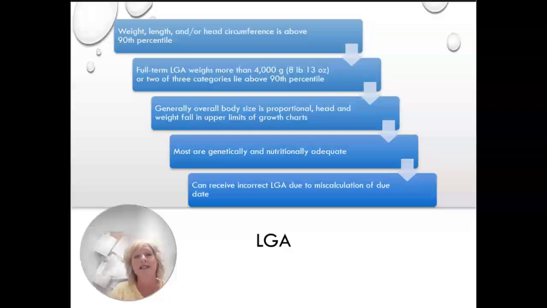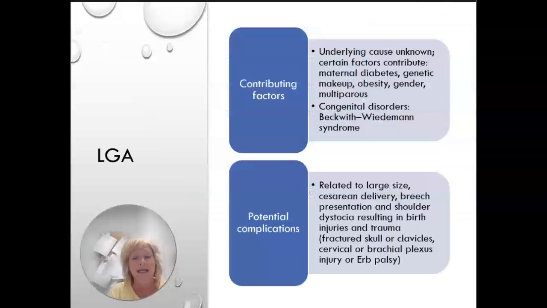Most are genetically or nutritionally adequate. So most of the time, genetics are going to be okay. Nutrition's going to be okay. So we don't have that to worry about like we do with the small for gestational age. Sometimes we get a large for gestational age baby because we just had a little bit of miscalculation on dates. So that's always possible.